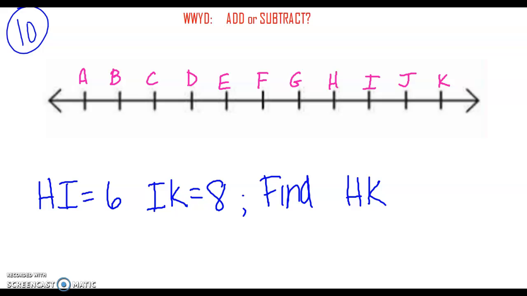Once you have this one finished up, go ahead and hit submit on the assignment tab, and you're going to type in for me your answers 1 to 10.